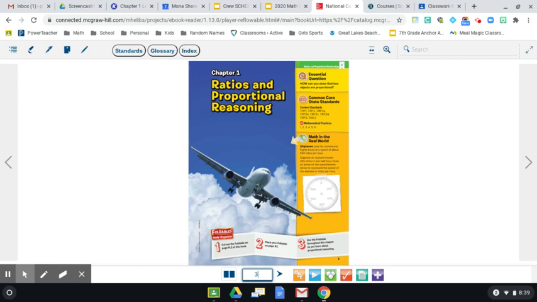Last year in 6th grade, your chapter 1 was the exact same thing. So you did the introductory part of ratios and proportional reasoning last year. Now we're going to look at it this year, going a little deeper with the understanding and some different problems. By the end of this chapter, if you look in the upper right-hand corner, there's this essential question. We're going to be able to know how you can show that two objects are proportional. So let's get started.